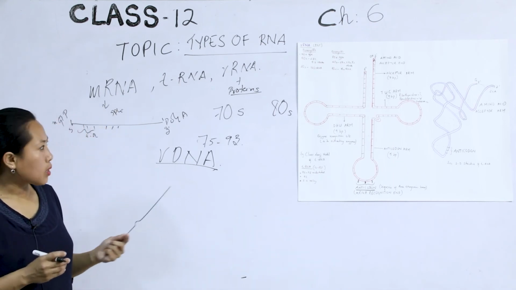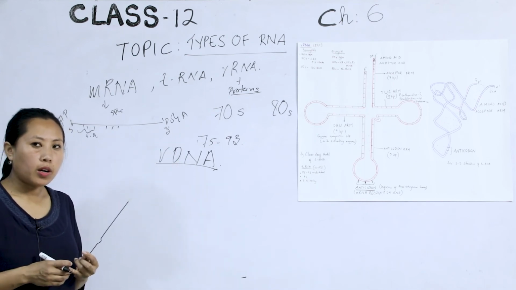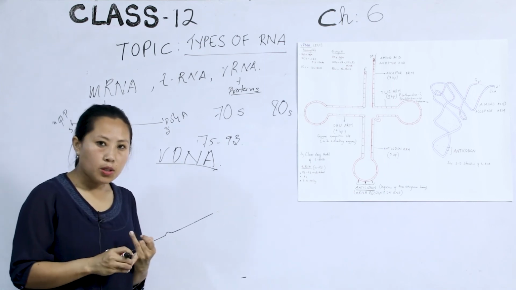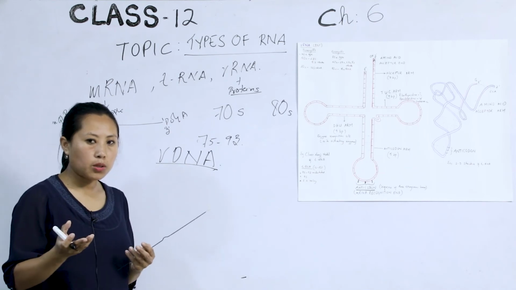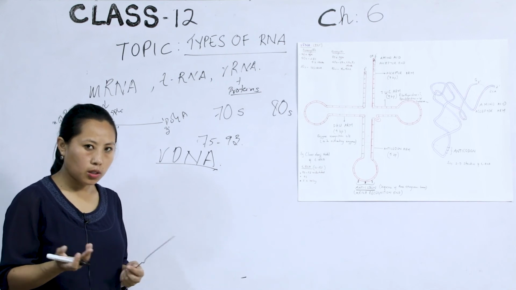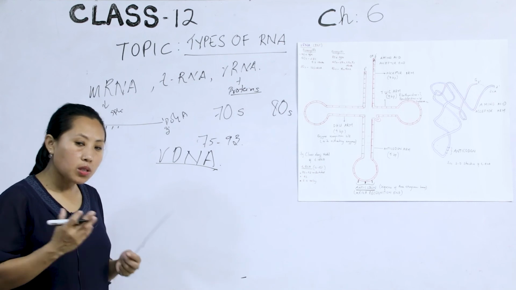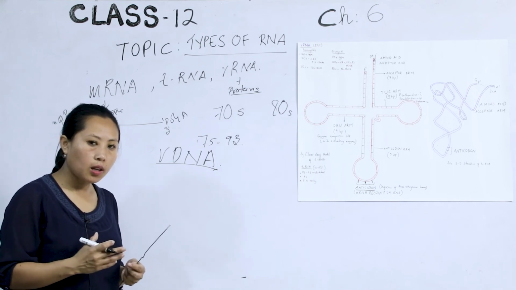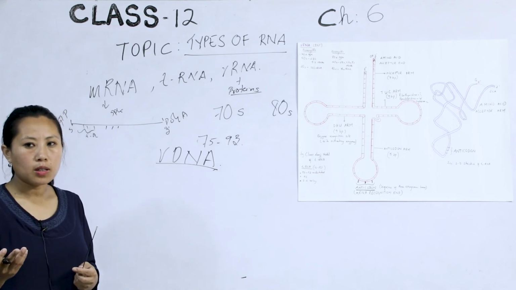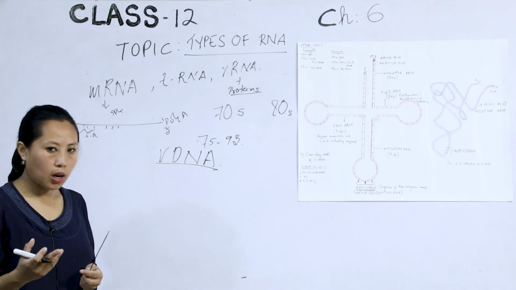Besides messenger RNA, tRNA, and ribosomal RNA, there are also other types of RNA, like genetic RNA, where DNA is absent and RNA serves as the genetic material. As I've said, in many plant viruses and animal viruses, RNA is the genetic material. And then there are also small nuclear RNAs, which help in the replication of DNA.